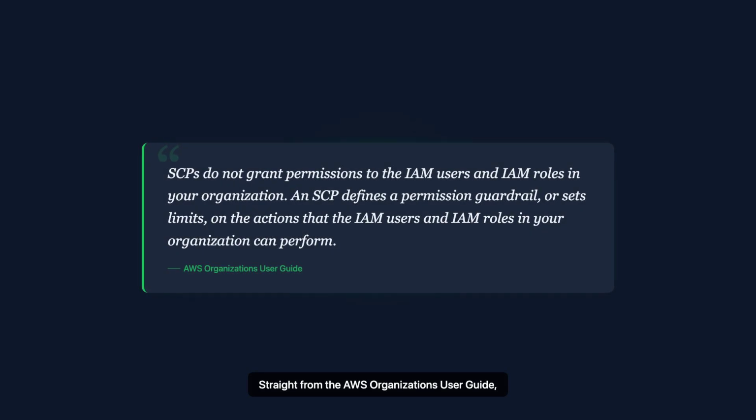Straight from the Amazon Web Services Organizations user guide, in case you ever doubt yourself on this: SCPs do not grant permissions to the IAM users and IAM roles in your organization. An SCP defines a permission guardrail, or sets limits, on the actions that those users and roles can perform. Amazon Web Services is unusually direct in their own documentation here. That's how often this gets misunderstood in the wild.